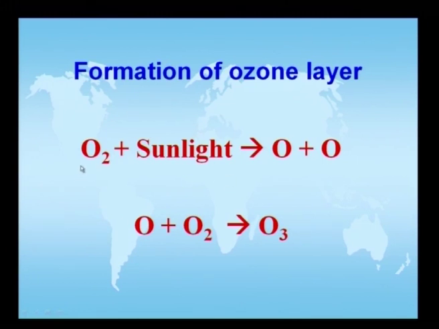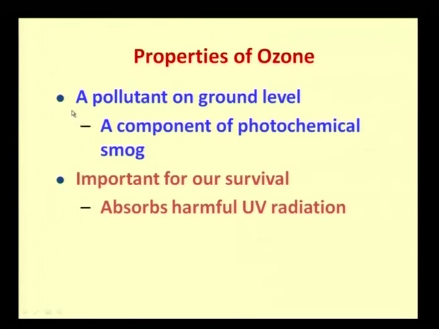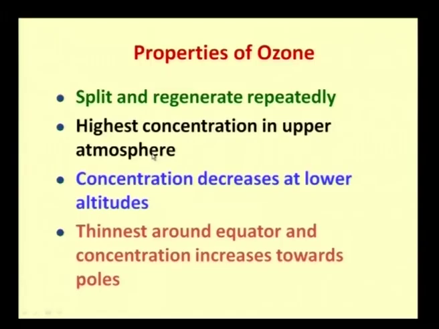Ozone, that is O3: when sunlight falls on oxygen O2, the oxygen molecule gets the sun's energy and is divided into nascent oxygen plus oxygen. When this nascent oxygen reacts with another oxygen molecule, we get O3. And what are the properties of ozone? It is a pollutant at ground level, because it is a component of photochemical smog, actually causing smog at lower levels. The same ozone at a higher level acts as a protecting layer, protecting us from the ultraviolet radiation.